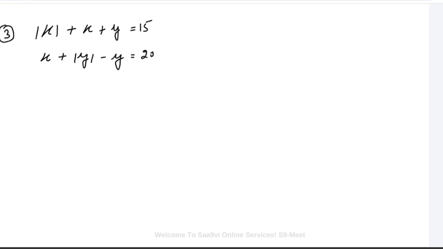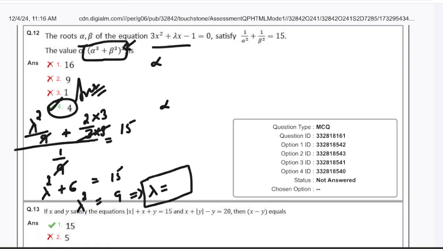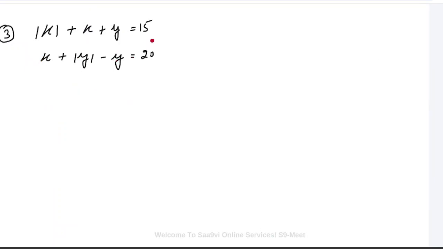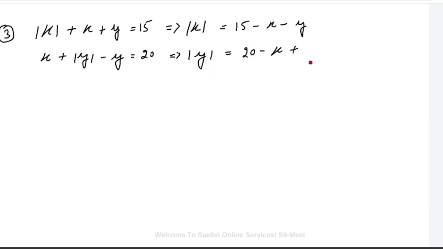Now, this is a statement given to us. We can cross check that. |x| plus y is 15 and x plus |y| minus y is 20, and x minus y we have to find out. So first of all, let's convert this equation. Let's have this equation as |x| equal to 15 minus x minus y, and here I can have |y| equal to 20 minus x plus y.